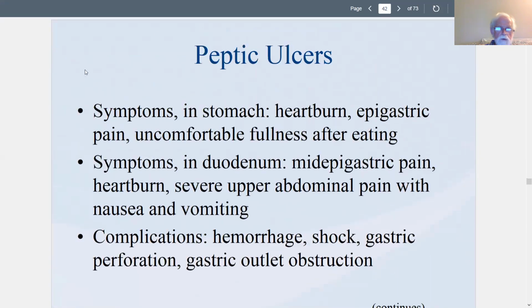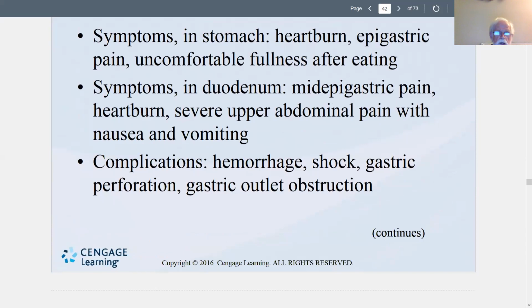Peptic ulcers, the symptoms in the stomach, we have heartburn, we have epigastric or above the stomach pain, we get uncomfortable fullness after eating. In the duodenum, we have lower, what we call mid-epigastric pain, lower down. Heartburn, the symptoms of heartburn, sometimes severe upper abdominal pain and nausea and vomiting.